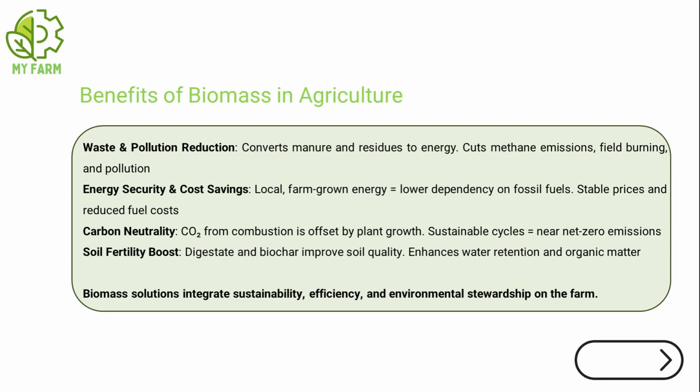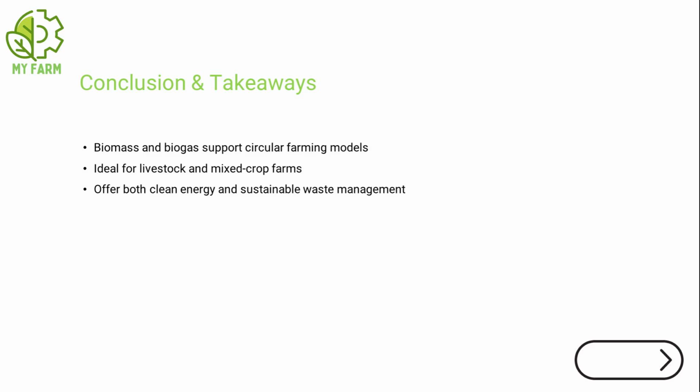In conclusion, biomass and biogas have become foundational pillars of sustainable, modern agriculture, systems that elegantly merge energy production with environmental responsibility. They embody the essence of circular farming, where every byproduct, from manure to crop residue, is viewed not as waste, but as a resource capable of fueling new cycles of growth and productivity. These technologies are especially valuable for livestock and mixed crop operations, where the steady availability of organic material allows for efficient and continuous energy generation.